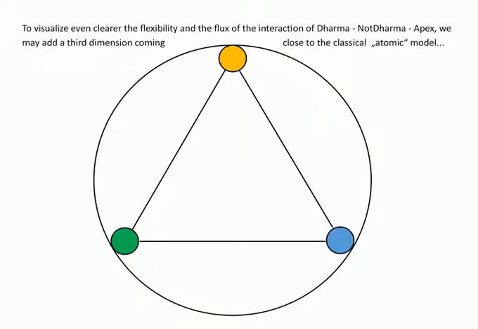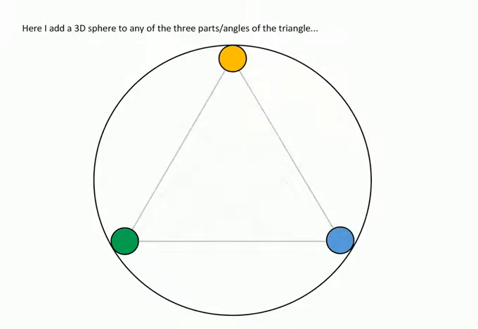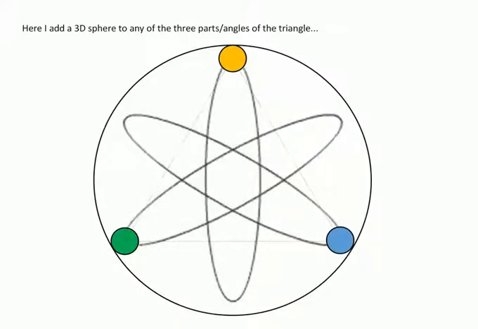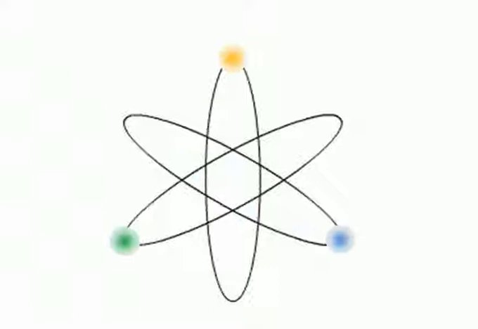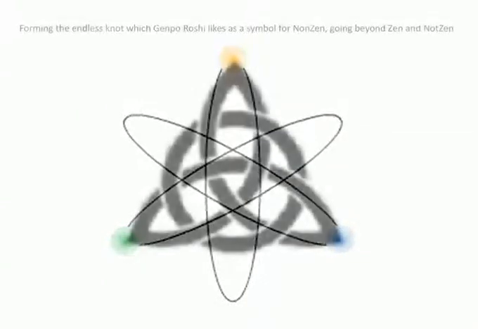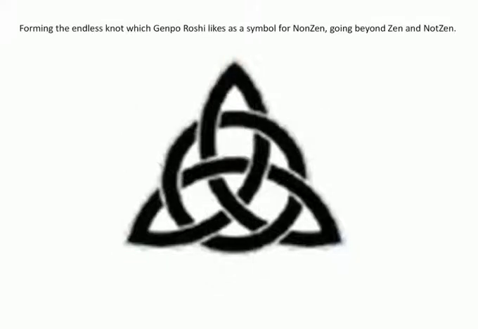To visualize even clearer the flexibility and the flux of the interaction of the realms, Dharma, not Dharma, apex, we may add a third dimension coming close to the classical atomic model. Here I add a three-dimensional sphere to any of the three parts' respective angles of the triangle. And see what is happening. Forming the endless knot, which Genpo Roshi likes as a symbol for non-Zen, going beyond Zen and not Zen.